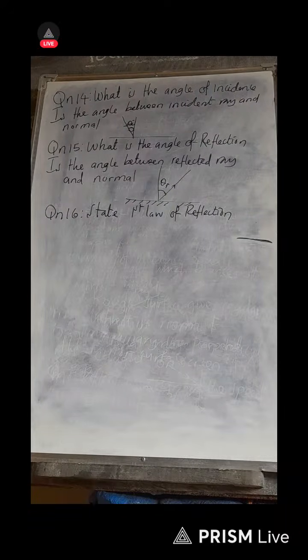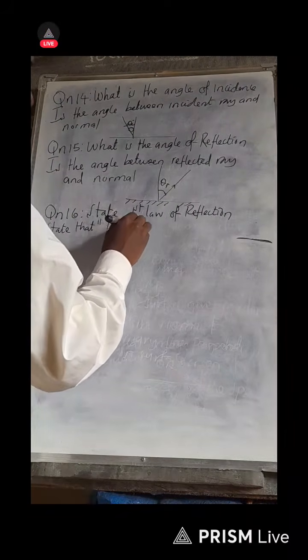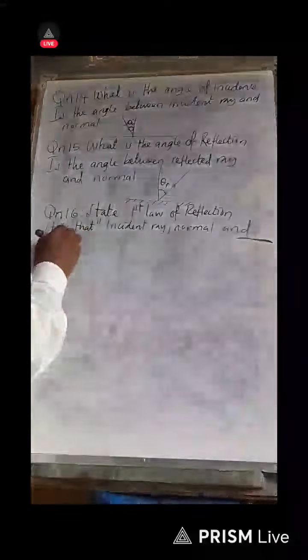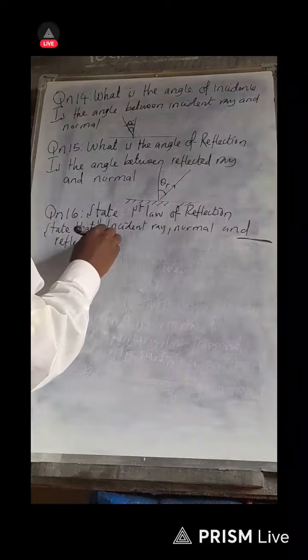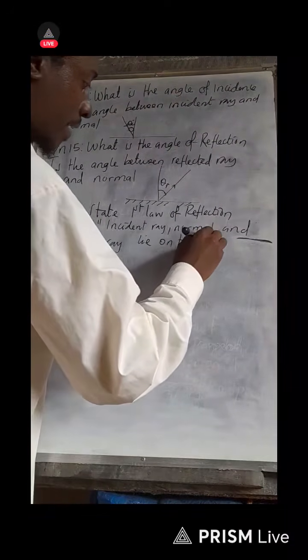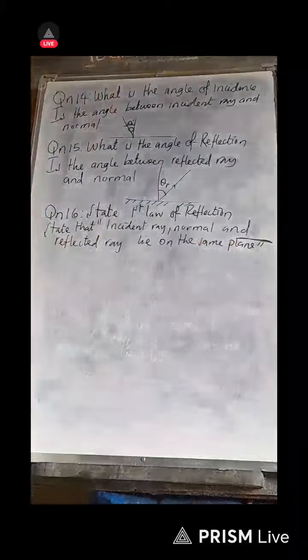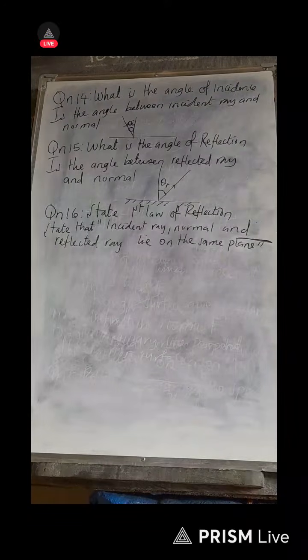Now the answer. This law states that the incident ray and the reflected ray lie on the same plane. So this is the first law of reflection of light. You can state it that way.